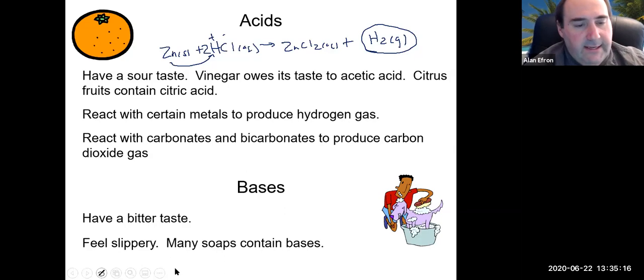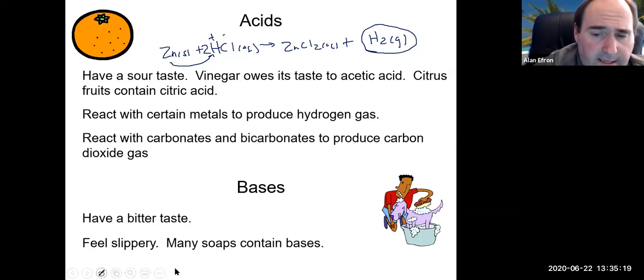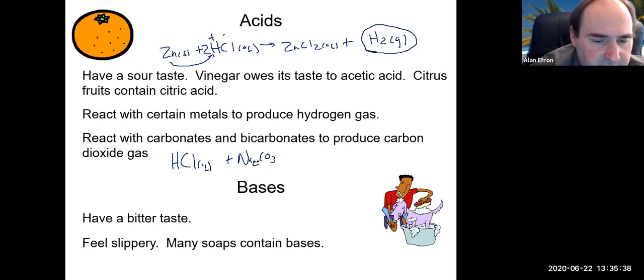They also react with carbonates and bicarbonates to produce other gases like carbon dioxide. And you're also hopefully familiar with that reaction as well. So if you took something like HCl and some sodium carbonate, this would be more of a double displacement reaction where the two positive ions basically switch partners. And you'll get some sodium chloride and some carbonic acid.